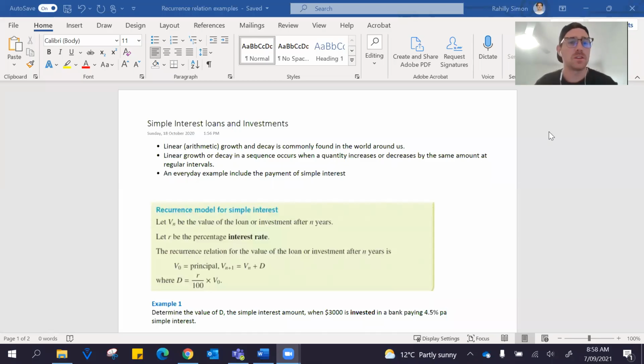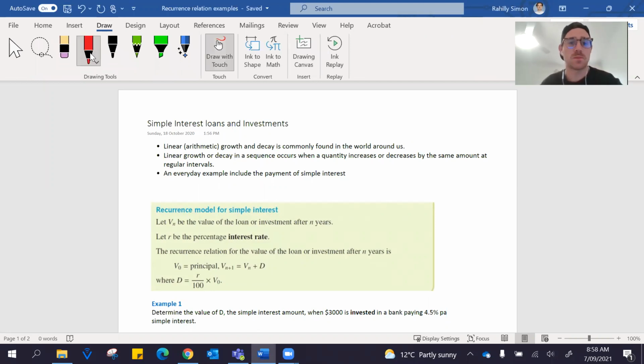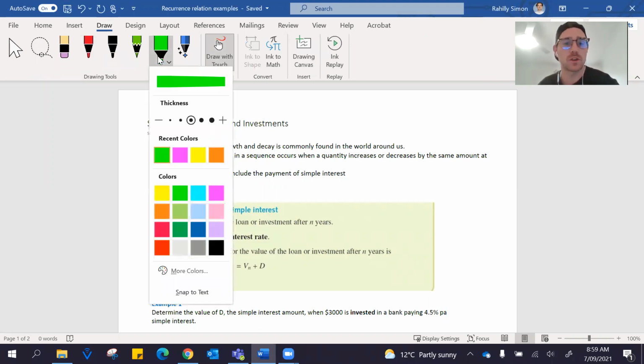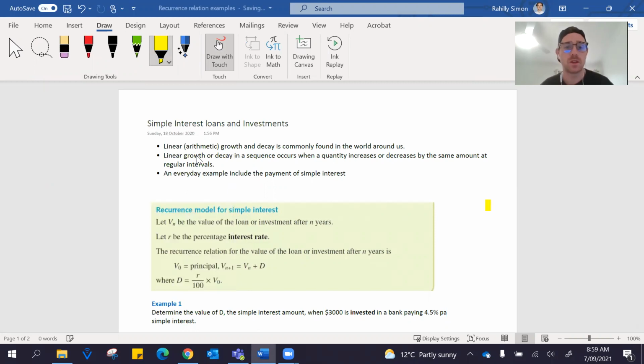Hi guys, today we're going to continue on looking at our financial maths, looking specifically at the recurrence relations and at simple interest and formulas in that sense. So obviously we've been looking at arithmetic growth and arithmetic sequences, which is basically patterns. An everyday example of that is the payment of simple interest, so taking out a loan or investing and the simple interest rate you're getting from that. Okay, so today we're going to be looking at the recurrence model for simple interest.